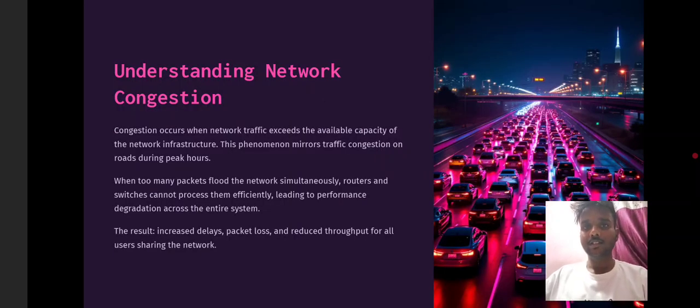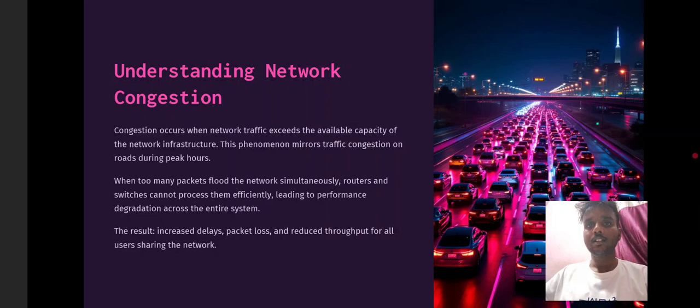Understanding network congestion. First, let us understand what congestion means. Congestion occurs when the amount of data being sent through the network exceeds its capacity. In simpler terms, when too many packets are present in the network at the same time, the network becomes overloaded. A simple real life analogy is traffic congestion. When too many vehicles try to use the same road, everything slows down. Similarly, in a network where too many packets are sent, delays and losses occur.